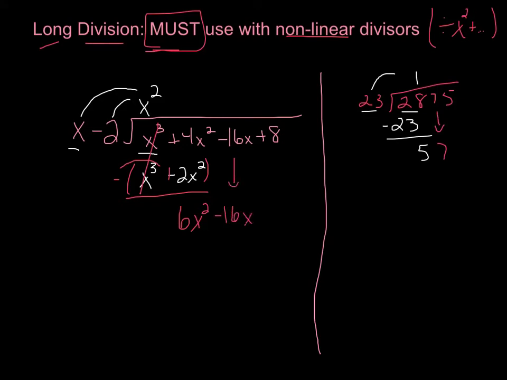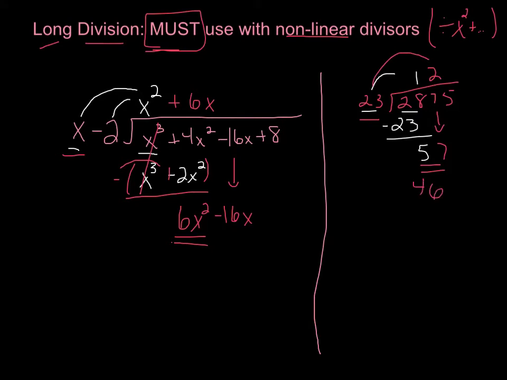It's the same process. And now you say, okay, how many times does 23 go into 57? 2 times. Okay, so go over here. How many times does x go into 6x squared? X into 6x squared, you need a 6. And x into x squared, you need another x. Okay, jump over to the right side. Start over. Take the 2, multiply it. 2 times 23 is 46.